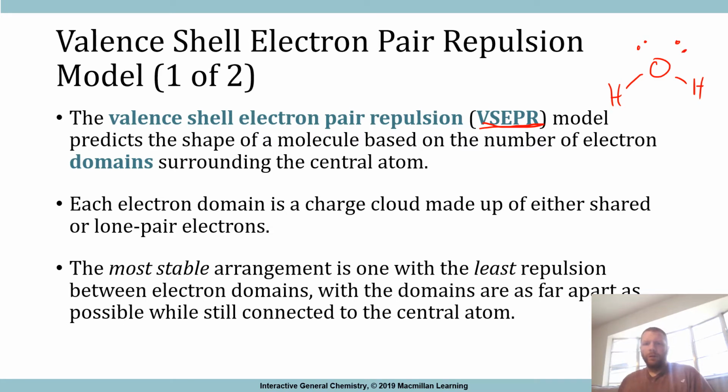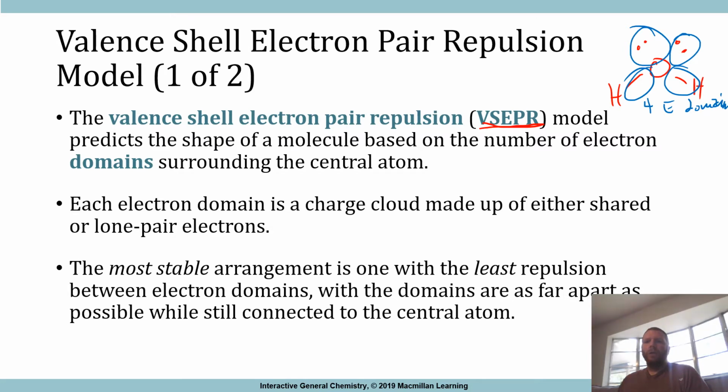I'm going to switch colors, and I'm going to draw a circle around the electrons of a given electron domain. Here's one, here's another, here's another, here's another. Okay, so a single bond, a double bond, or a triple bond constitutes an electron domain. A lone pair of electrons also constitutes an electron domain. So something like water has a total of 4 electron domains.